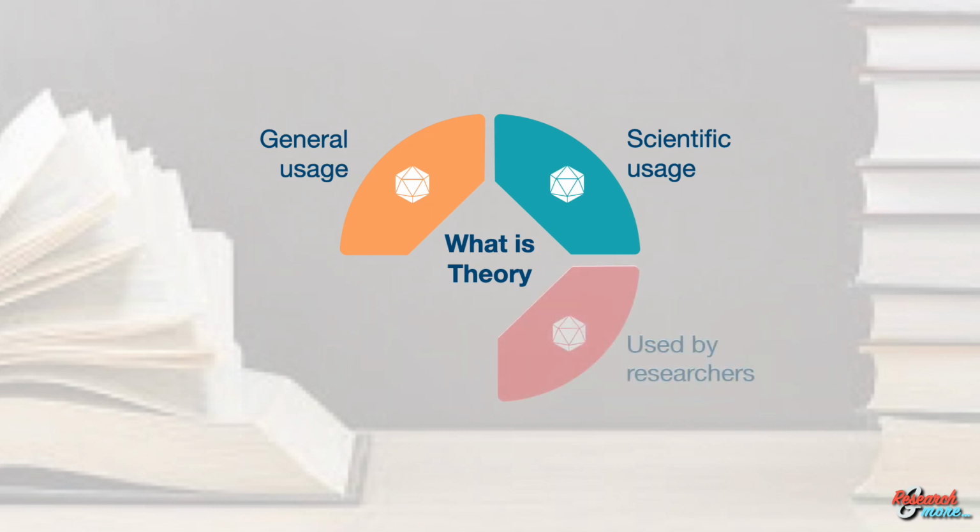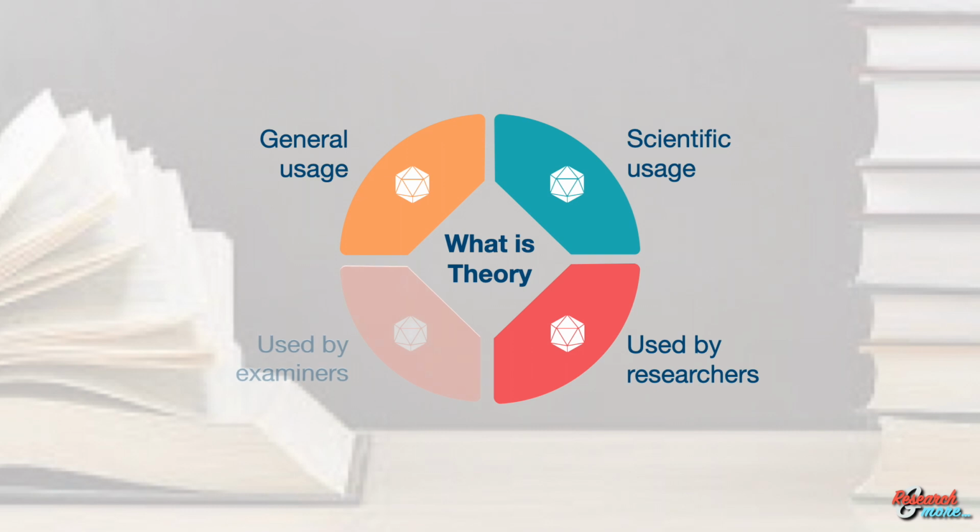The word theory is used differently by researchers in different domains, and individuals may interpret theory differently according to the philosophical viewpoint they favor. While examiners expect to see propositions and hypotheses supported by theory or theoretical concepts or perspectives, and for empirical findings to be explained by theory or theoretical concepts or perspectives.